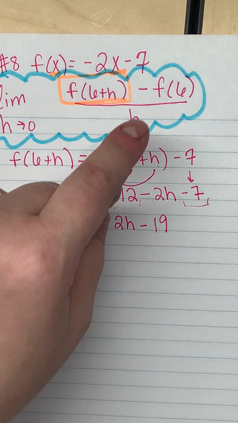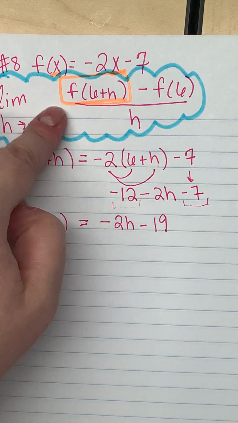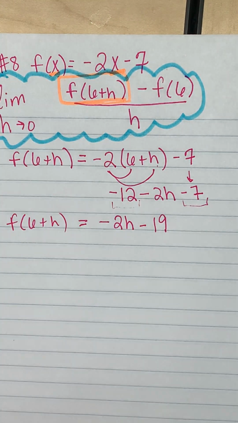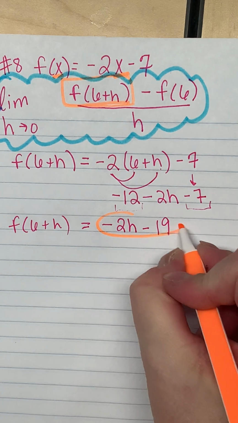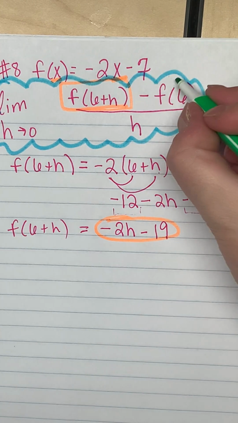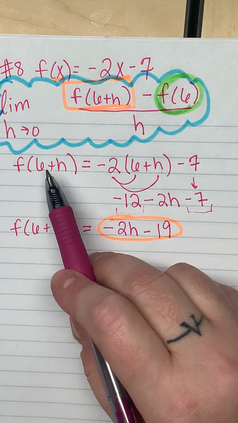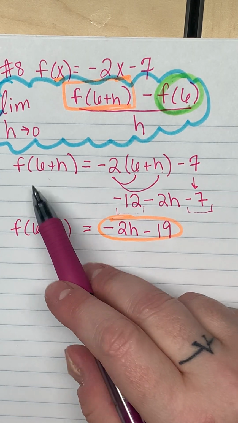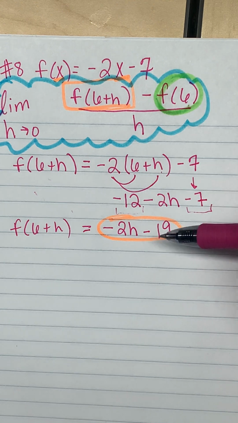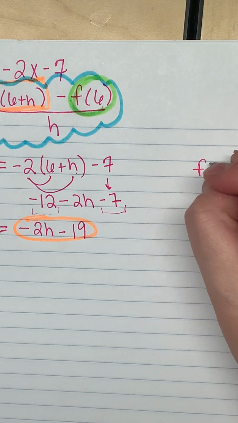Okay, so we found the top left of this formula. This f of 6 plus h is going to be replaced with negative 2h minus 19. Now what we need to find is the top right of this formula, this f of 6. We're going to do it the same way that we just found f of 6 plus h, only it's less work. So now we're going to find f of 6.